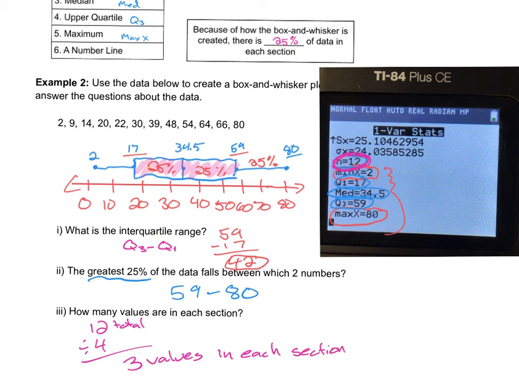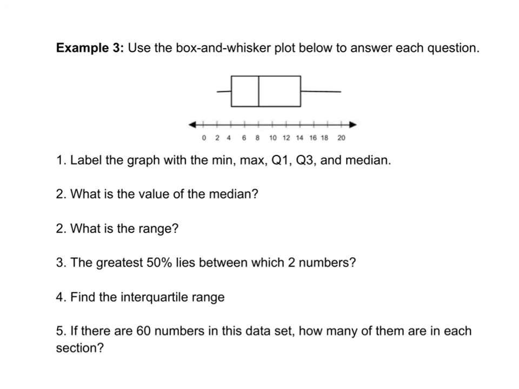Okay, all right, let's take a look at example 3. Example 3 gives us a box and whisker plot and wants us to answer a few questions. Using what we did in the last example, label the graph with the min, max, Q1, Q3, and median.